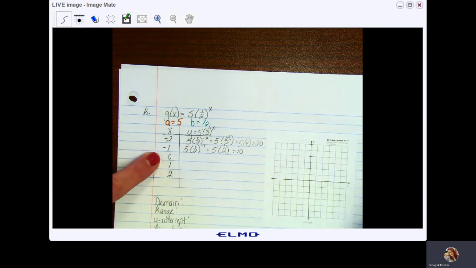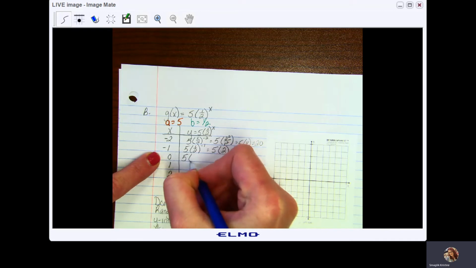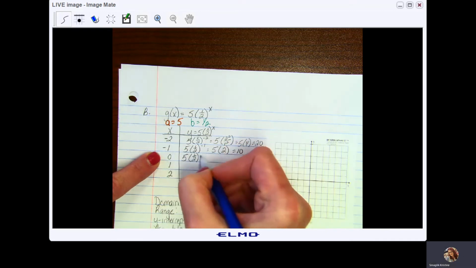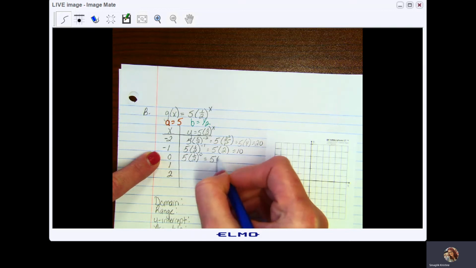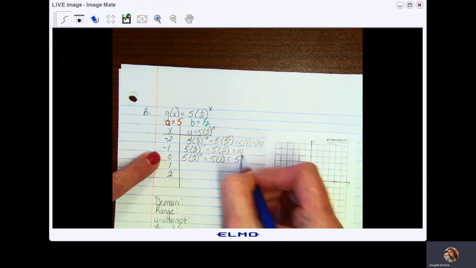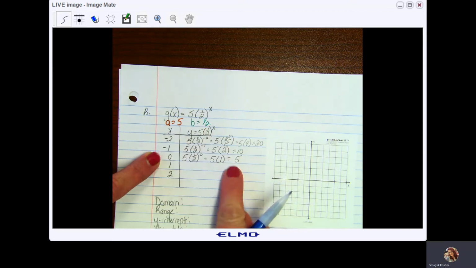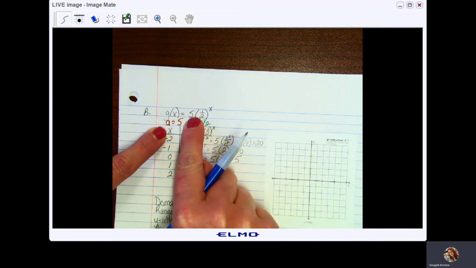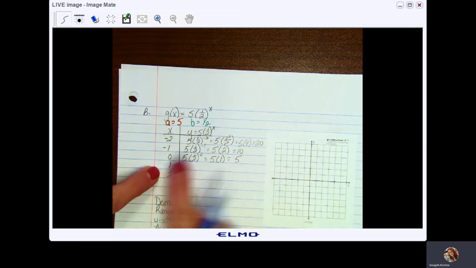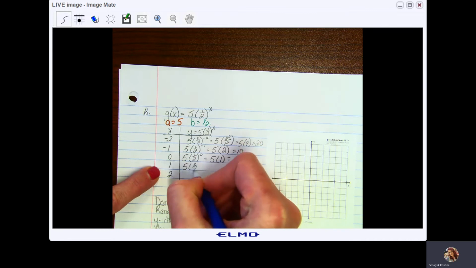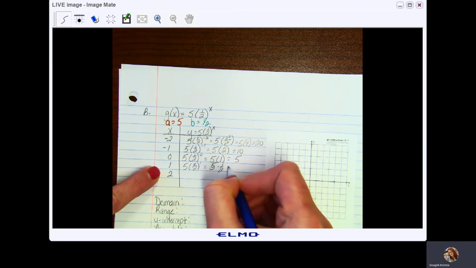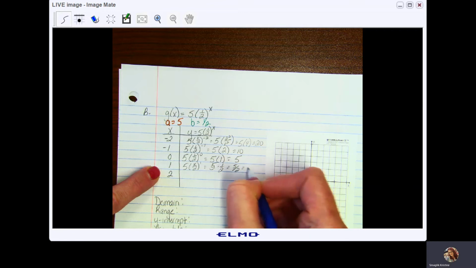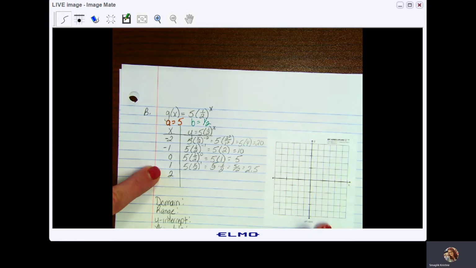Now here's 0. This is going to be my y-intercept. So let's take a look. 5 times 1/2 raised to the 0 power. Well, again, any number raised to the 0 power is 1. And we get 5. So again, there it's manifesting itself right there in your A value. That is your y-intercept. And now 1, we have 5 times 1/2 raised to the first power. That is the same as 5 times 1/2, which is 5/2, which is the same as 2.5. We'll leave that as a decimal.